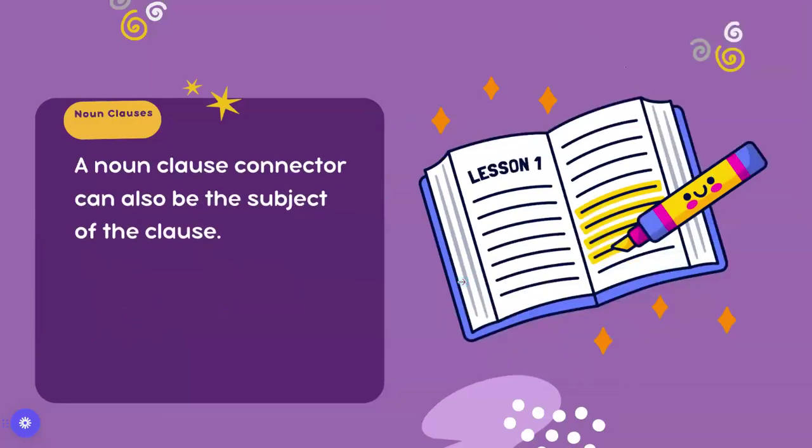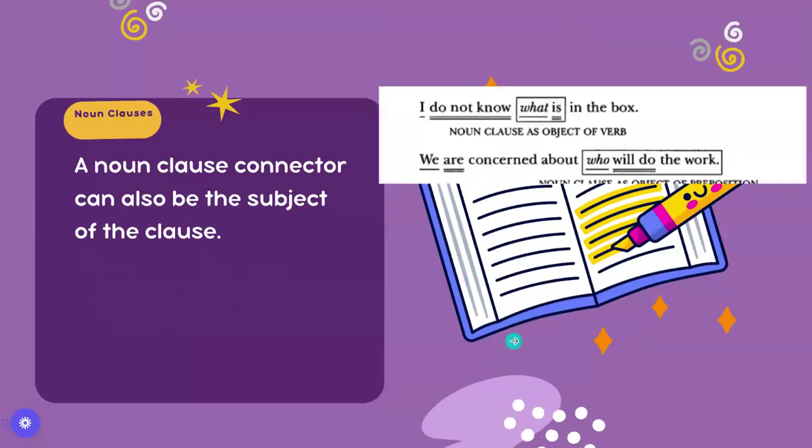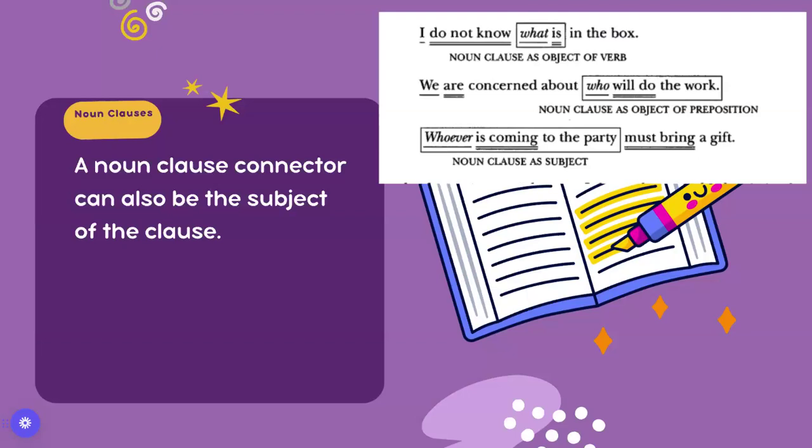Now, a noun clause connector can also be the subject of the clause, like this one. I don't know what is in the box. Here, the noun clause is the object of the verb and at the same time is acting as the subject of the clause. We are concerned about who will do the work. In this case, who is the subject of the clause.